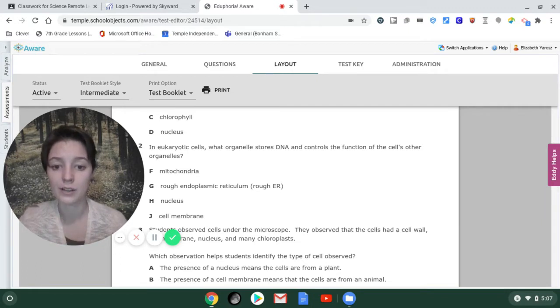The rough ER, that is our factory. That's where ribosomes make proteins. Nucleus, this is your brain or your headquarters or your boss. This controls your cell's functions and stores your DNA. So H is the answer. Cell membrane can control what goes in and out of the cell, but it doesn't control the cell's entire function. Nucleus can actually tell the cell membrane what to let in and what to let out as well.